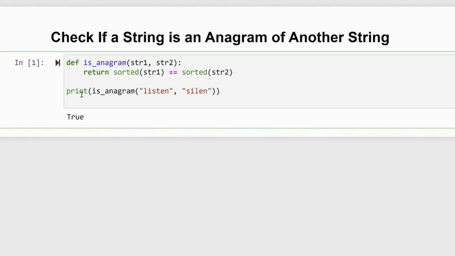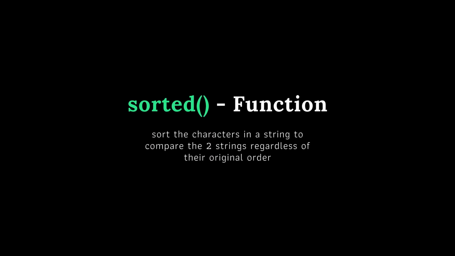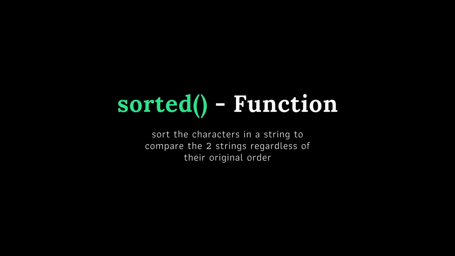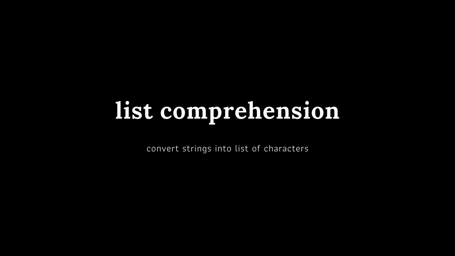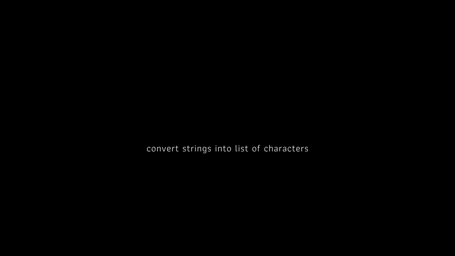This code demonstrates several useful Python tricks. The sorted function is used to sort the characters in a string, allowing us to compare two strings regardless of their original order. Additionally, list comprehensions are used to convert strings into lists of characters efficiently.